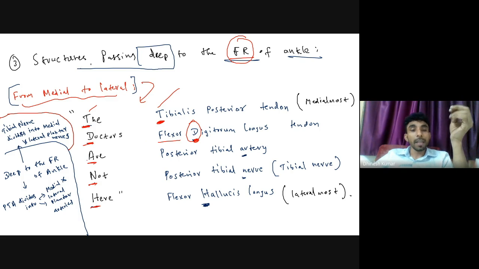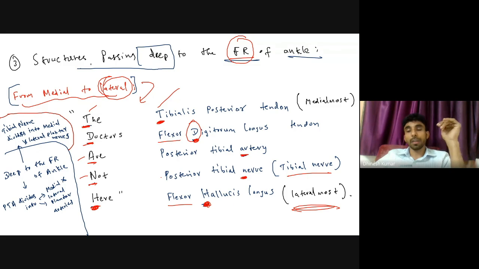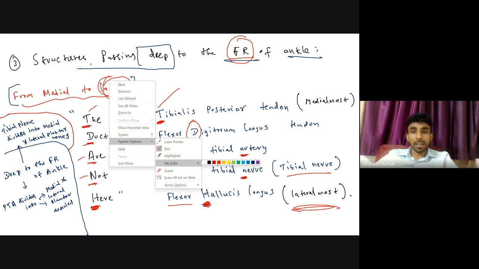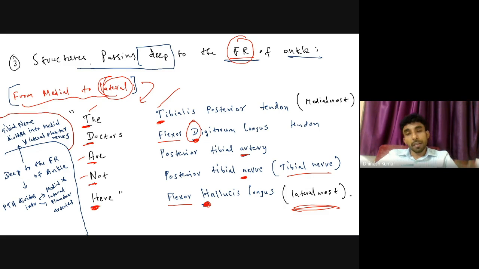Then we have the artery and the nerve of this compartment, namely posterior tibial artery and the posterior tibial nerve, otherwise simply called tibial nerve. And the lateral most structure passing deep to the flexor retinaculum is H. What is H? Hallucis longus, flexor hallucis longus. So this is the arrangement of structures deep to the flexor retinaculum from medial to lateral.